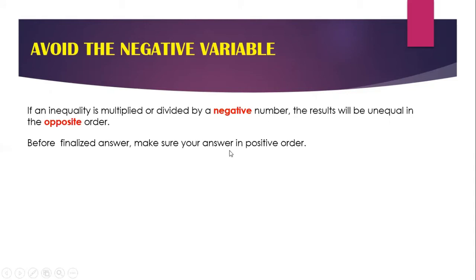Before the final answer, make sure you answer in positive order. For example, minus x less than 4. Avoid the negative variable for the last answer. Okay, students, you can multiply by minus 1 for both sides, left and right, and you'll find x is greater than minus 4.